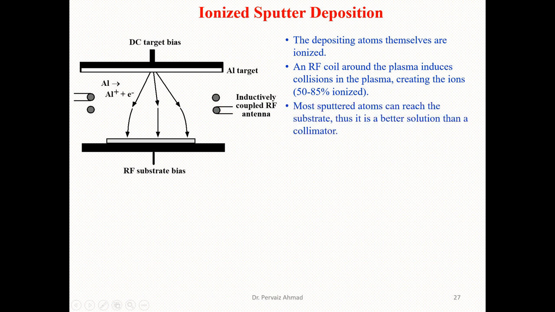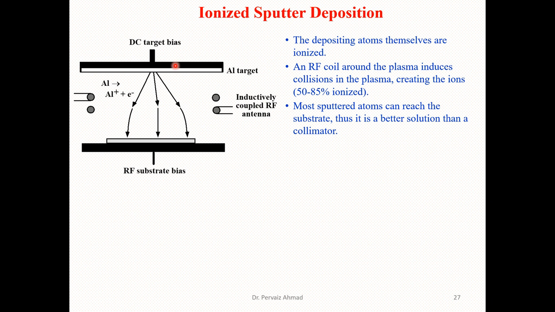So most sputtered atoms can reach the substrate. That is a better solution than collimators. In this kind of technique, you can see that there is no collimator, so most of the atoms don't face any hurdles while reaching the substrate. You can see it here.